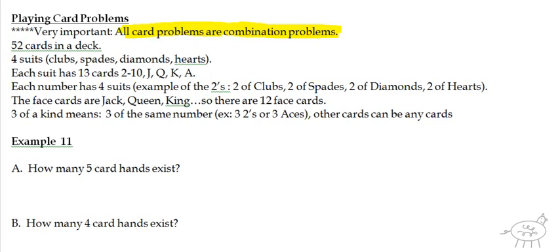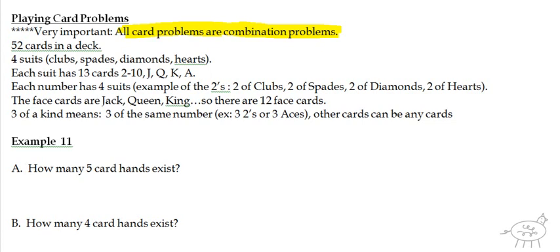number of cards. Each number has 4 suits. So, for example, for the 2s, you have a 2 of clubs, 2 of spades, 2 of diamonds, and 2 of hearts. This next thing is important as well. Face cards are jacks, queens, and kings. So there are 12 face cards. All right?